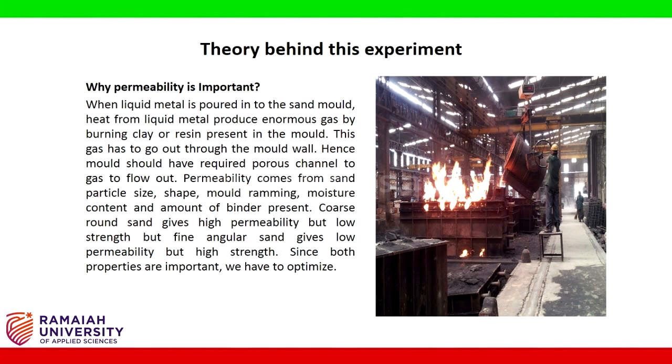Permeability comes from sand particle size, shape, mold ramming, moisture content and amount of binder present. Coarse round sand gives high permeability but low strength, but fine angular sand gives low permeability but high strength. Since both properties are important, we have to optimize.